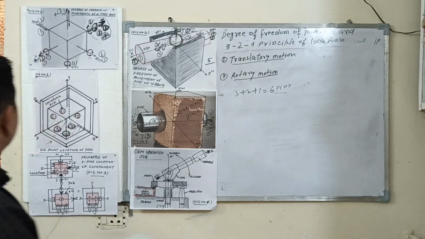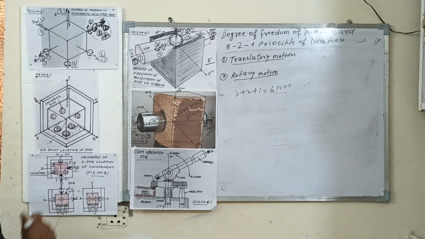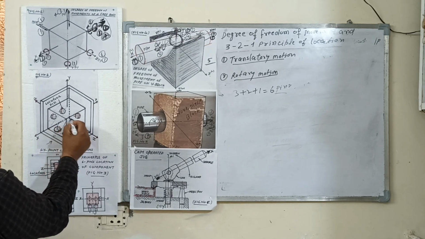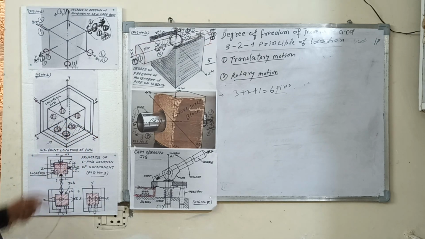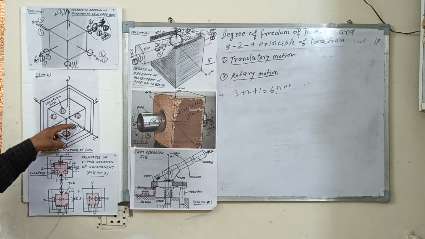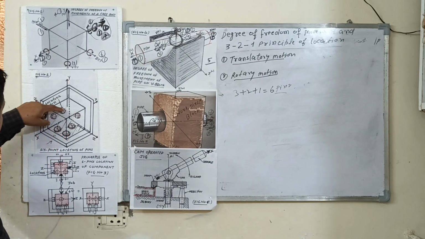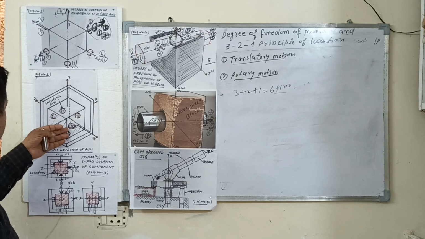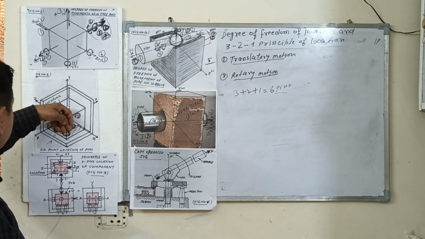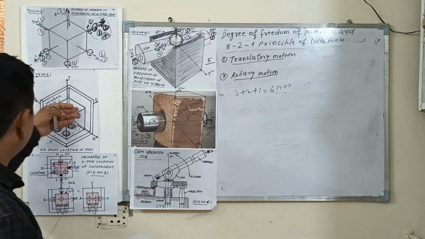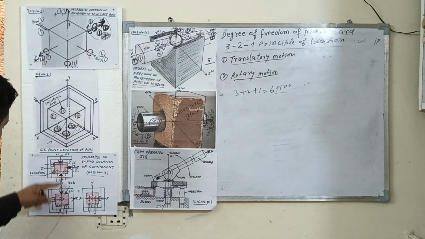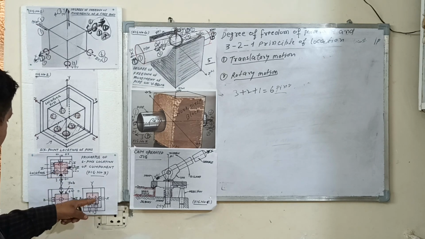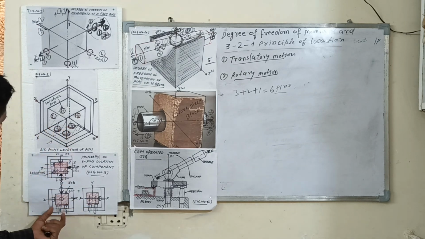So you can see this figure number 2. This is a bottom plate. Here on the bottom plate, three locators are provided here, and two locators are provided here. This is the front view, this is the side view, this is the top view, and the left view. This is the front view, top view and side view.